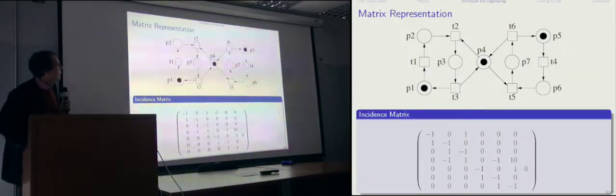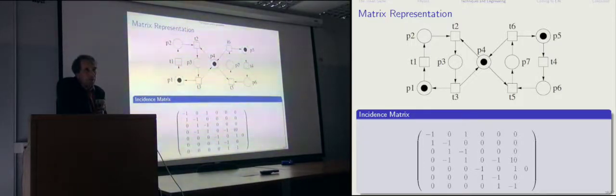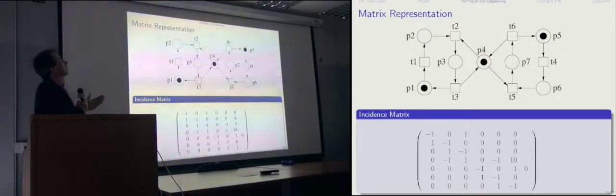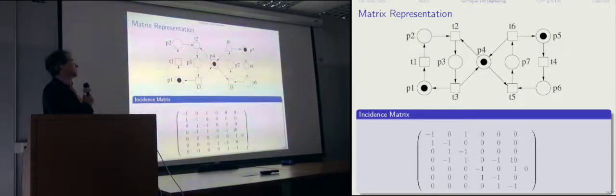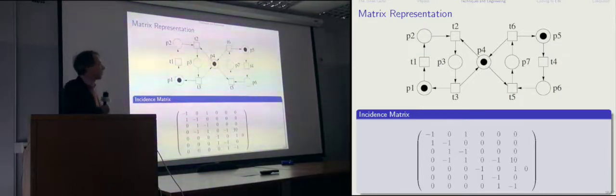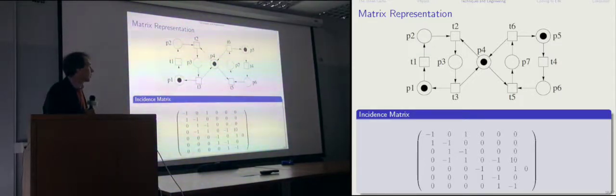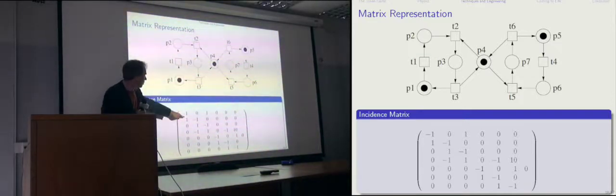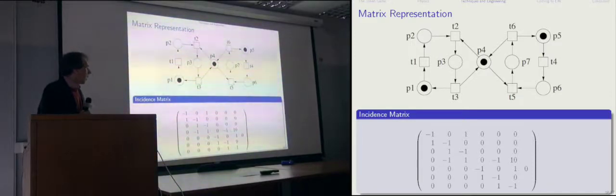Well, you can do linear algebra. If you want to understand what the behavior of this system does, what properties it satisfies, which is important for you if you are designing a system using it, well, you can code the structure of this graph in an incidence matrix that has zeros when there's no connection between a place and the transition, minus one if the arc consumes something. So here from P1 to T1, I consume a token. If a token is produced from T1 to P2, right here, there is a plus one, and so forth.